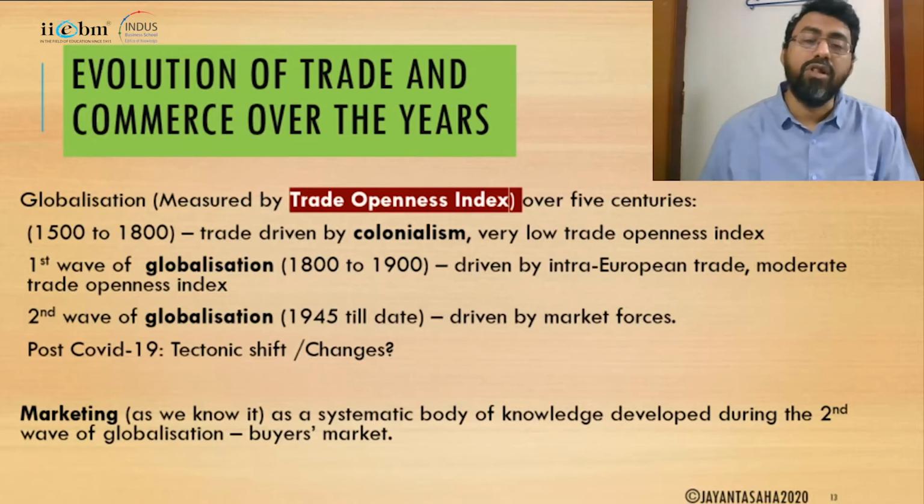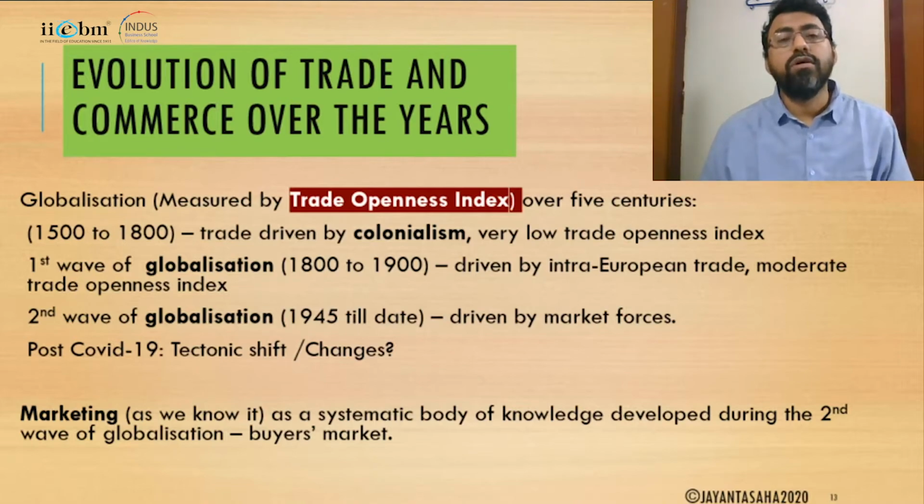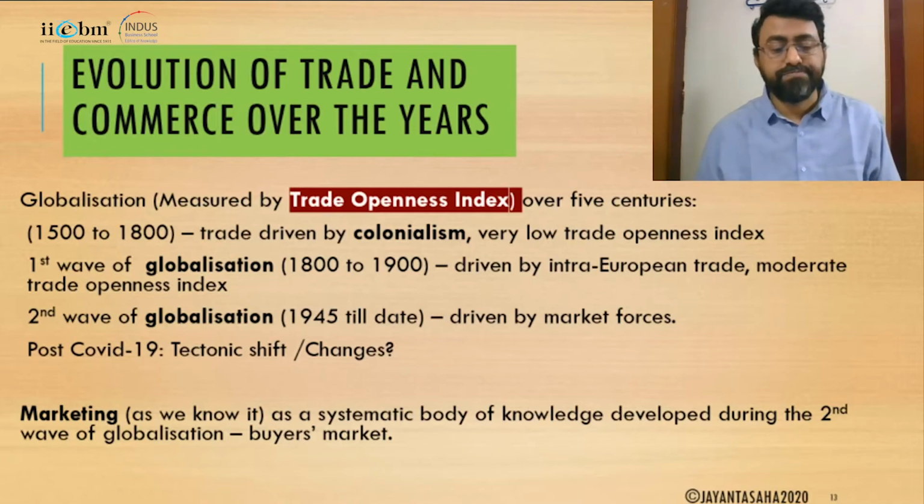The sum of all the dollar trade that is happening, you put it in the numerator. And in the denominator you put world GDP. So the ratio of the sum of the world exports and imports, that is the total trade in the world, the amount, and in the denominator the world GDP. This is called the trade openness index.